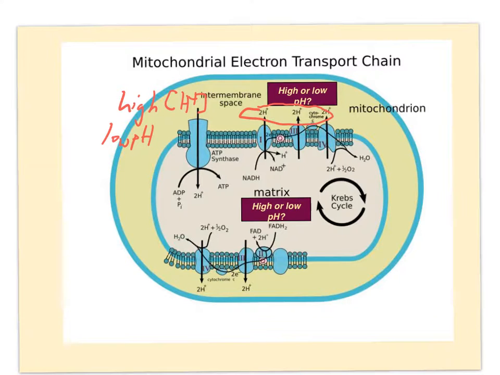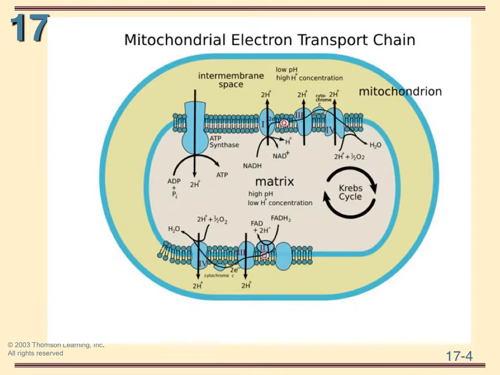Whereas in the matrix, I don't have as much room to write, since protons are being pumped out of it, is it going to be a low concentration of protons or high? It's low, and so will the pH be high or low? The pH itself is high. I don't have enough room to write all that down. This is the same figure, it's just where the answers are. Low pH, high concentration. High pH, low concentration. So there's this pH gradient that forms because of the movement of the electrons.